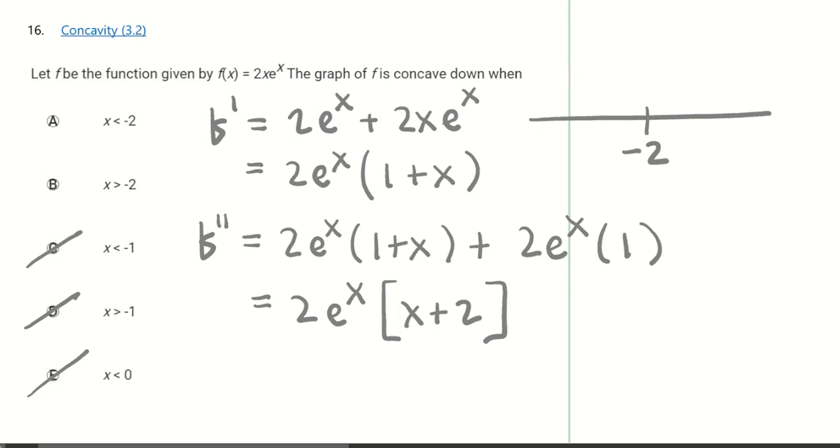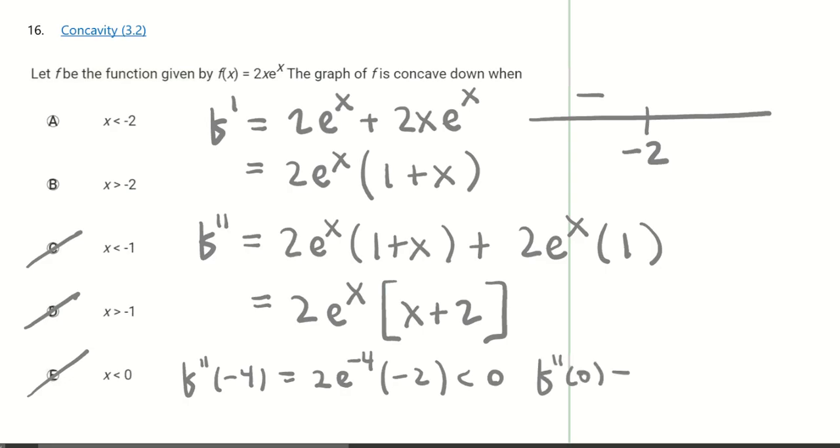So, test something to the left of negative 2, like negative 4. f double prime of negative 4 equals 2 times e^(-4), that's a positive number, multiplied by negative 2, that's a negative number. And then on the other side, f double prime of 0 would probably be a good number to plug in. That would be 2e^0, also a positive number, times 0 plus 2, and that's positive. So I know that it's concave down on those x values, where x is less than negative 2.